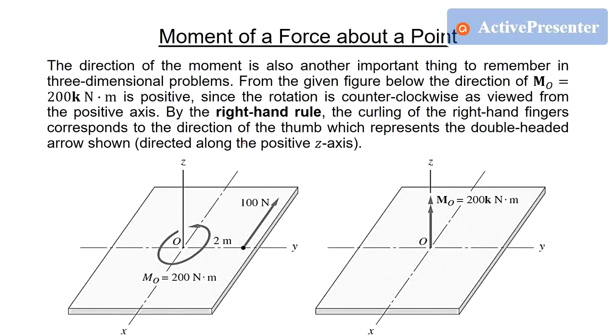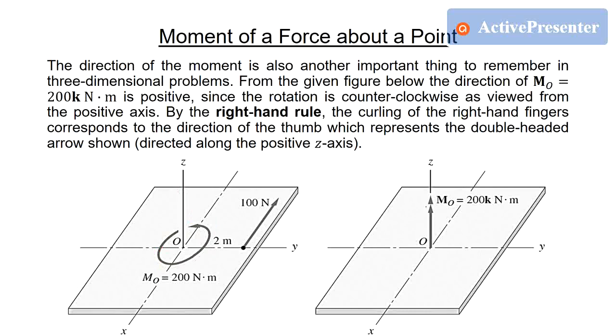So the direction of the moment is also another important thing to remember in three-dimensional problems. From the given figure below, the direction of MO, which is 200k Newton meter, is positive since the rotation is counterclockwise as viewed from the positive axis. If we use the right hand rule, meaning your thumb is pointing in this direction, the four fingers on your hand will be in this rotation. So this one right here is a positive moment.